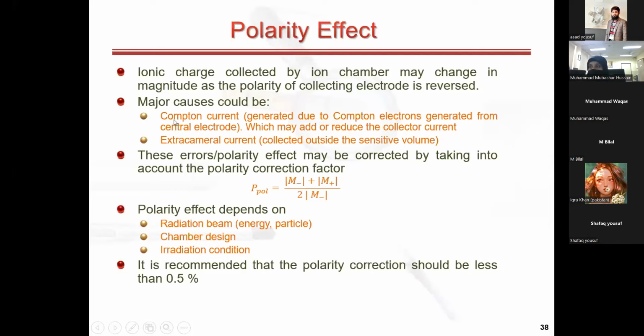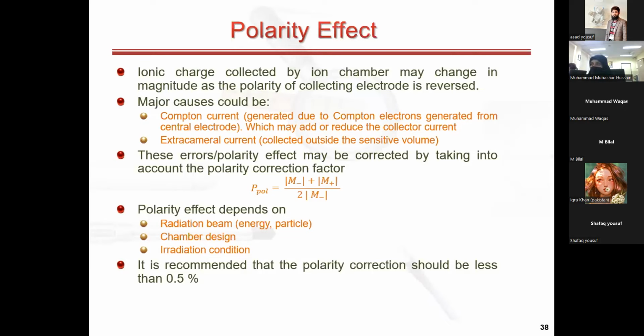Actually, for exposure measurement, we require the ionization produced by the radiation beam, by the X-ray beam, in the cavity of the air. We don't require any ionization that is produced by components other than the air. The principle of a cavity chamber or air Farmer type chamber is that we are measuring radiation as if in the absence of the ion chamber, with no perturbation in the presence of the chamber. But this is not practically possible.